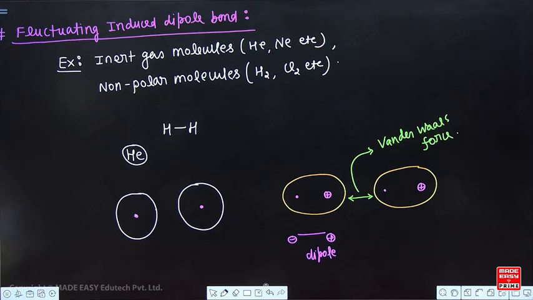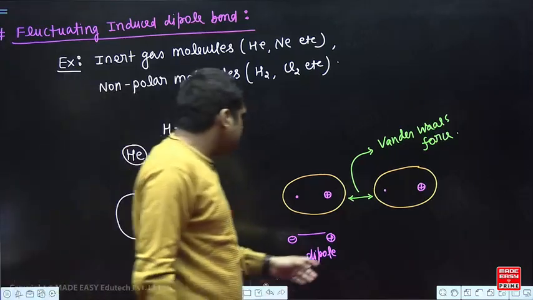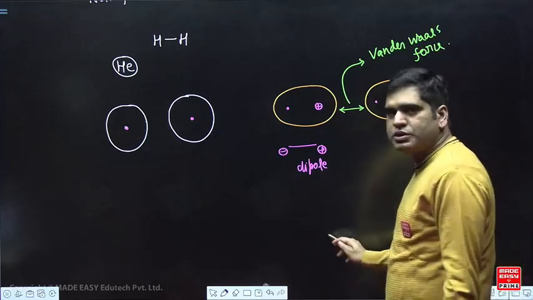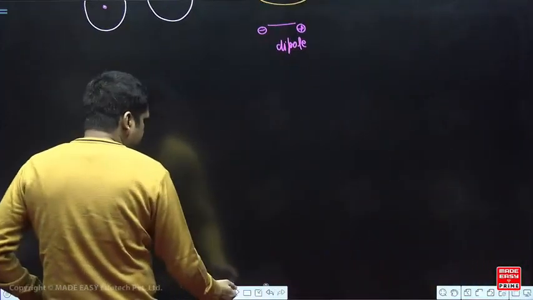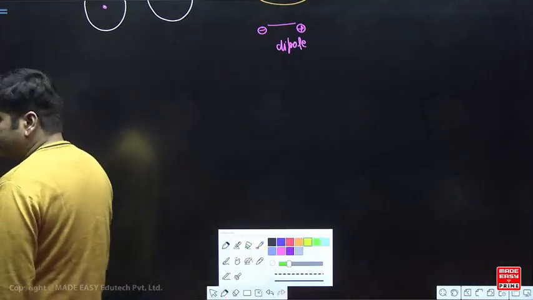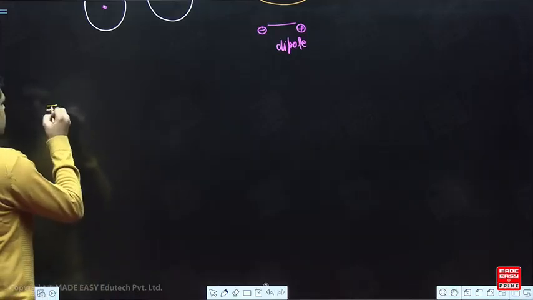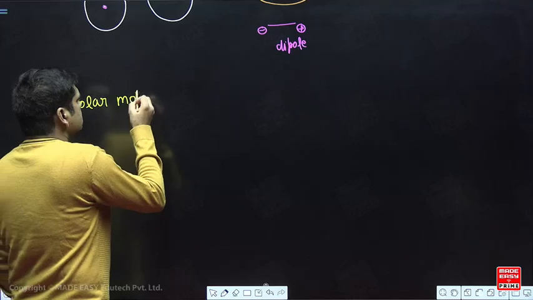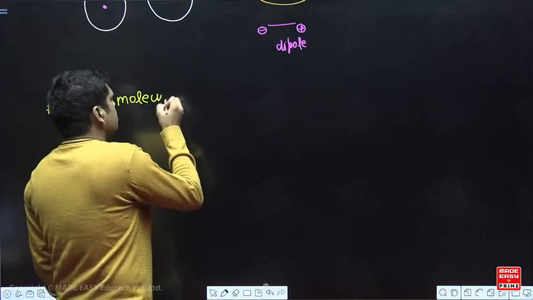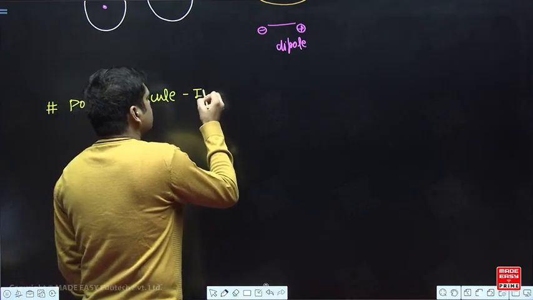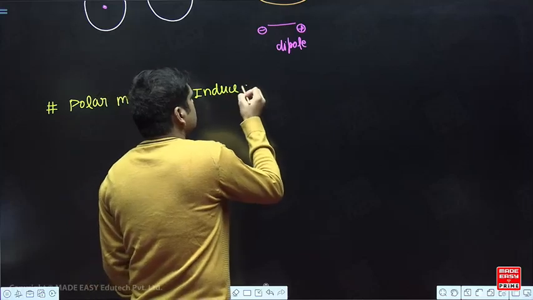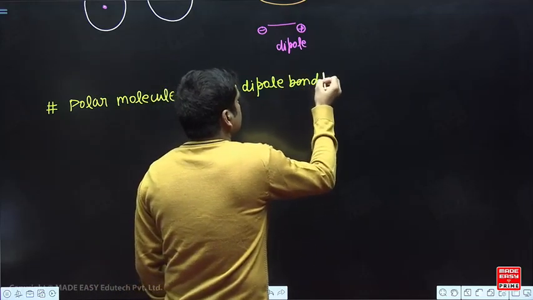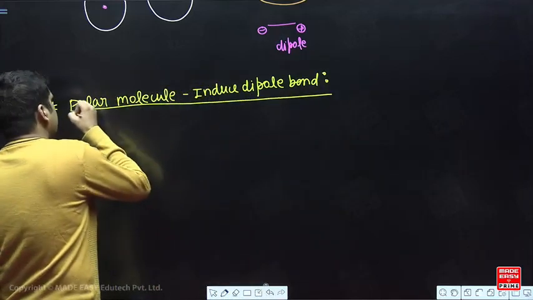Next point. Here both of the atoms were identical, non-polar, induced. Let us suppose one is polar and another is non-polar. So, polar molecule induced dipole bond.